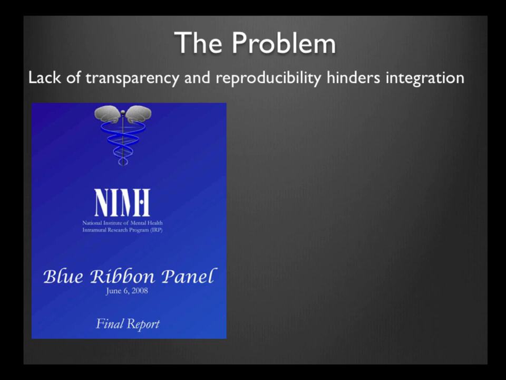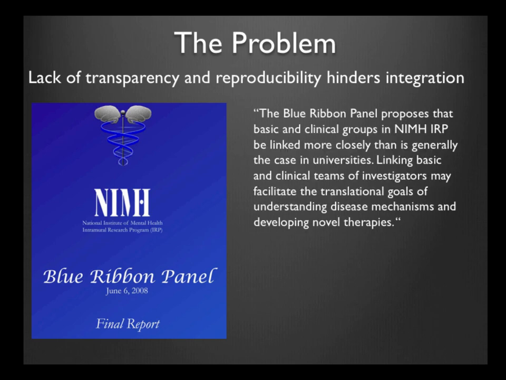And this is something that you will see if you ever take the time to go look at these blue ribbon panels. So every 5 to 7 years, the NIMH will commission a blue ribbon panel or some sort of external entity to come in and look at what we're doing and say, how can we be doing it better? And so this is the blue ribbon panel from 2008. It includes this quote: the blue ribbon panel proposes that the basic and clinical groups at NIMH IRP be linked more closely than is generally the case at universities. Linking basic and clinical teams of investigators may facilitate the translational goals of understanding disease mechanisms and developing novel therapies.